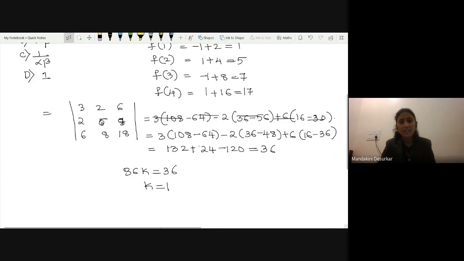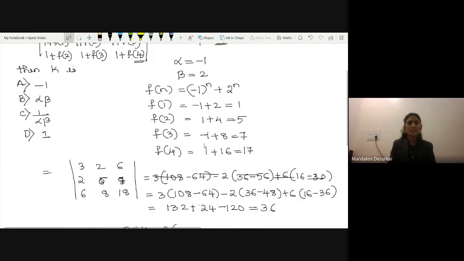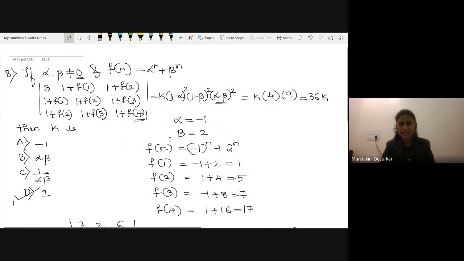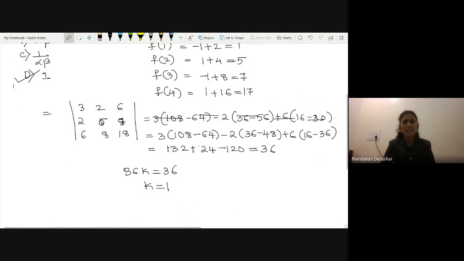This work looks a bit difficult because you need to find all the values. So the right option is B. It looks difficult, but if you practice it well, you can do it in a very easy way.